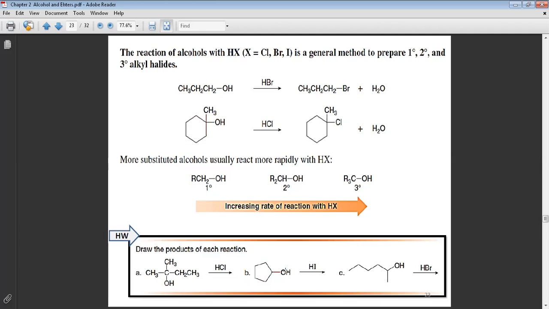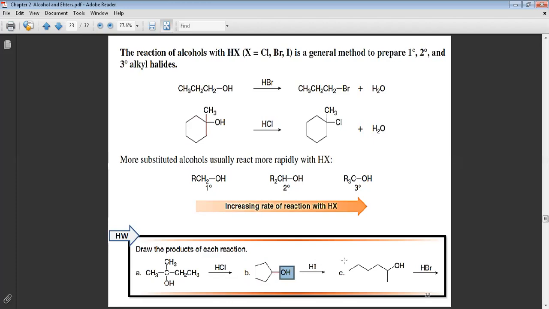Look at this secondary alcohol with HI. What is the product? Just remove the OH, with this H it becomes H2O, and put the iodine here. Also this one goes by SN1, because it is a secondary alcohol, it will react by SN1, not SN2.